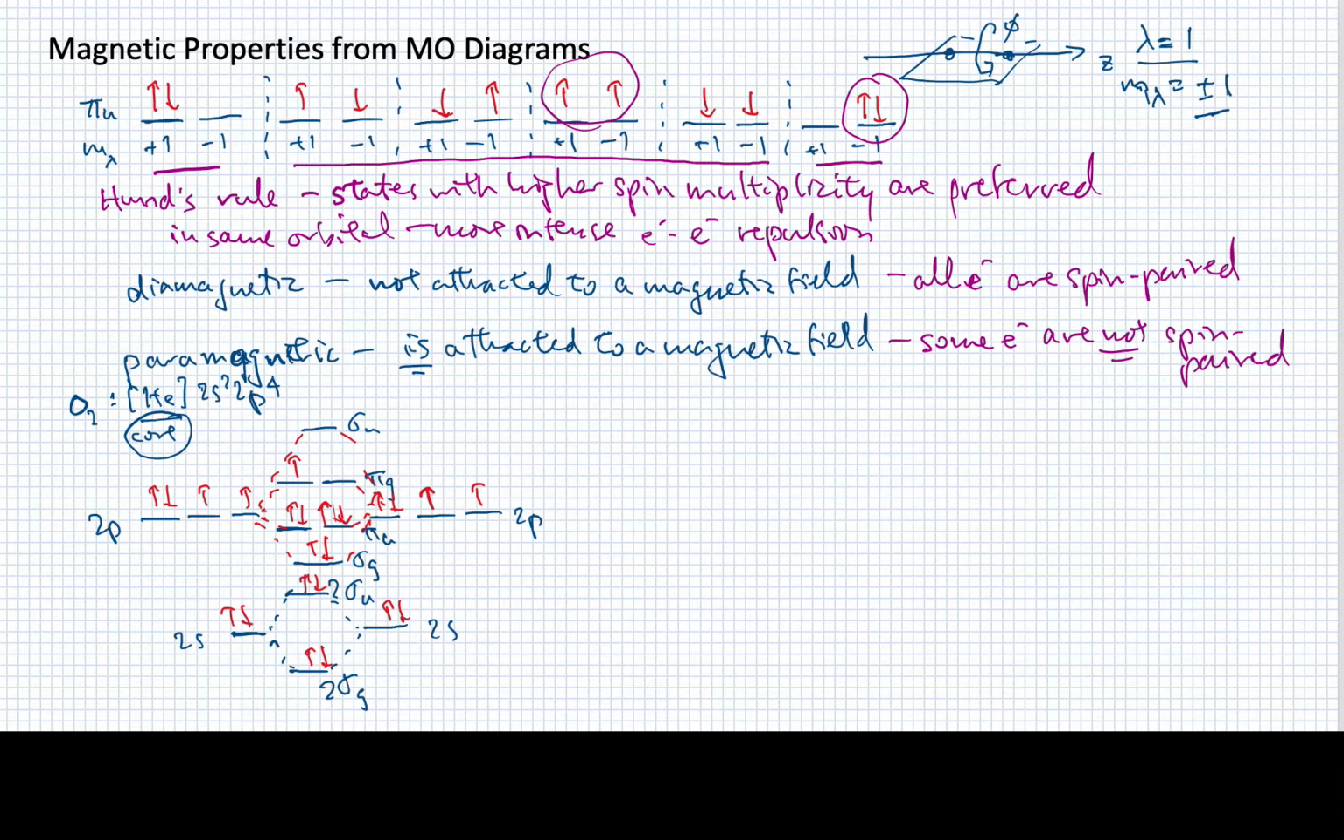Now this is the whole point of this exercise that we did up at the top. We know now that because of Hund's rule, these 2 electrons will not be spin paired in the same orbital. So as a result, what happens is that these two unpaired electrons are the things that cause oxygen to be paramagnetic.